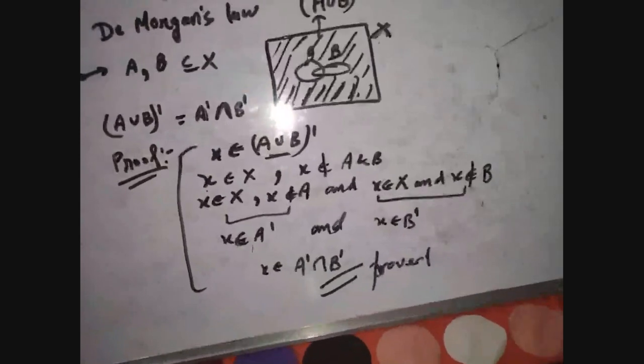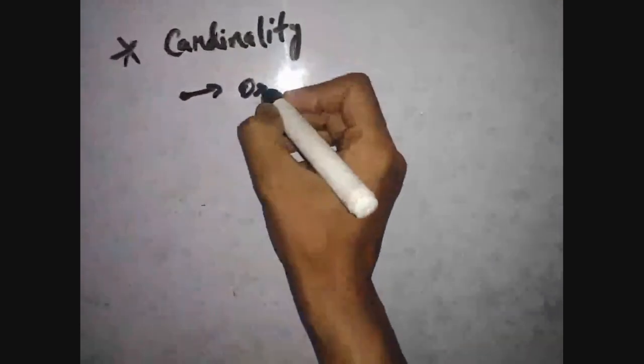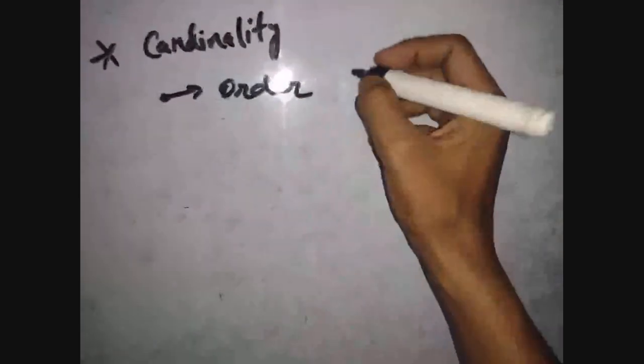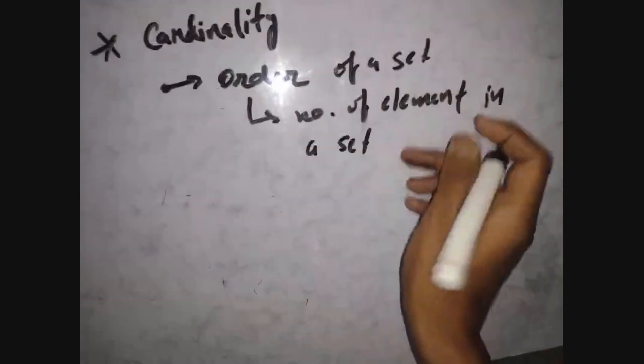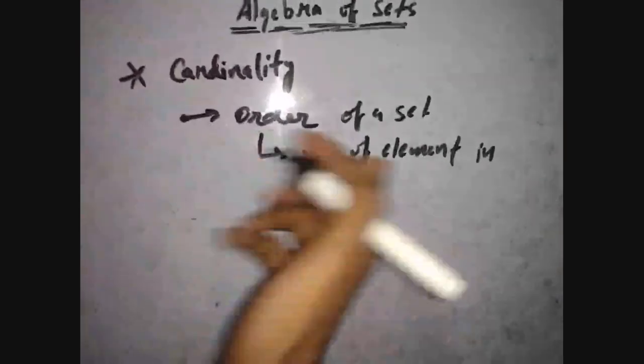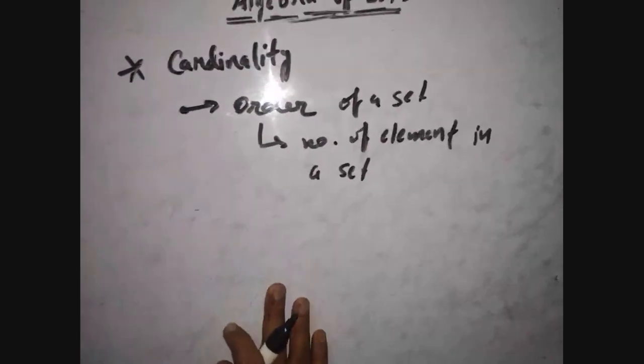So let's talk about that. Now let's talk about the cardinality of a set. Cardinality is nothing but order. We learned what order is. So it is the order of a set, and order means the number of elements in a set. So this is cardinality, and it is represented by this symbol. I don't think we need any symbol, but this is how it is represented.